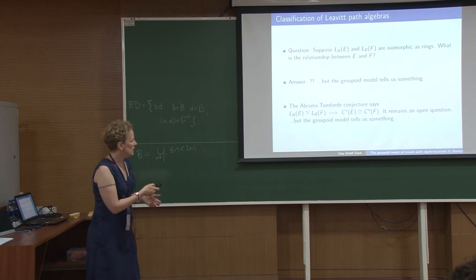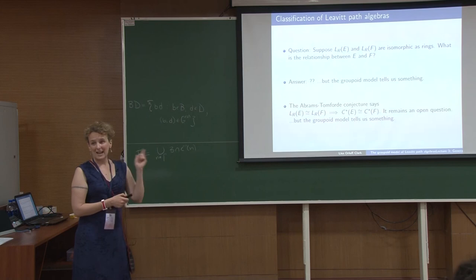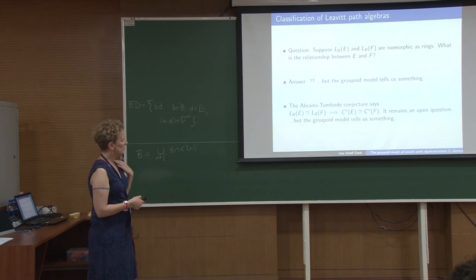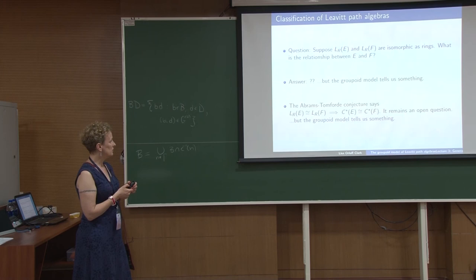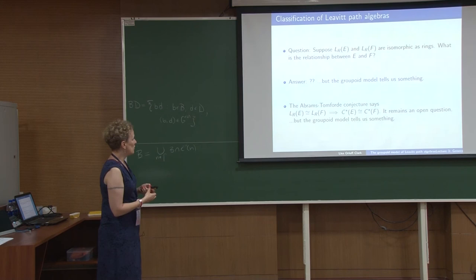And the conjecture says, if you have two Leavitt path algebras that are isomorphic as rings only, does that imply that the C-star algebras are isomorphic as C-star algebras? Not rings, C-star algebras. So that's the conjecture from a paper of theirs, 2008 or something. It's not known. It remains an open question.